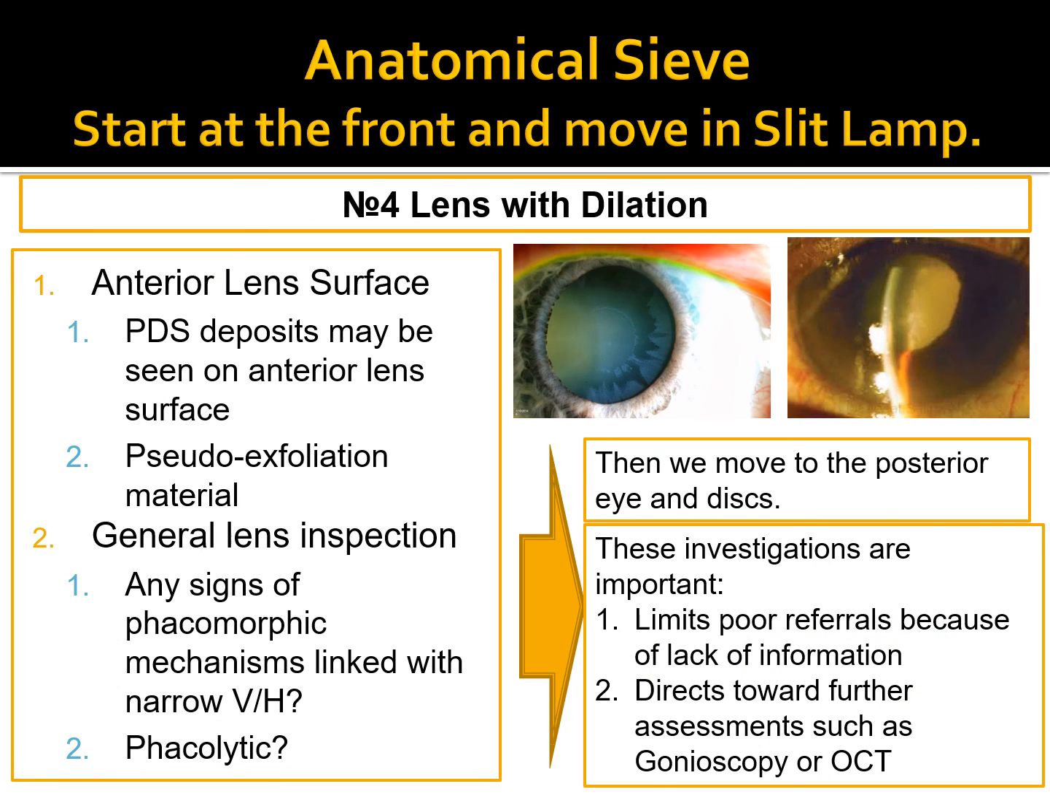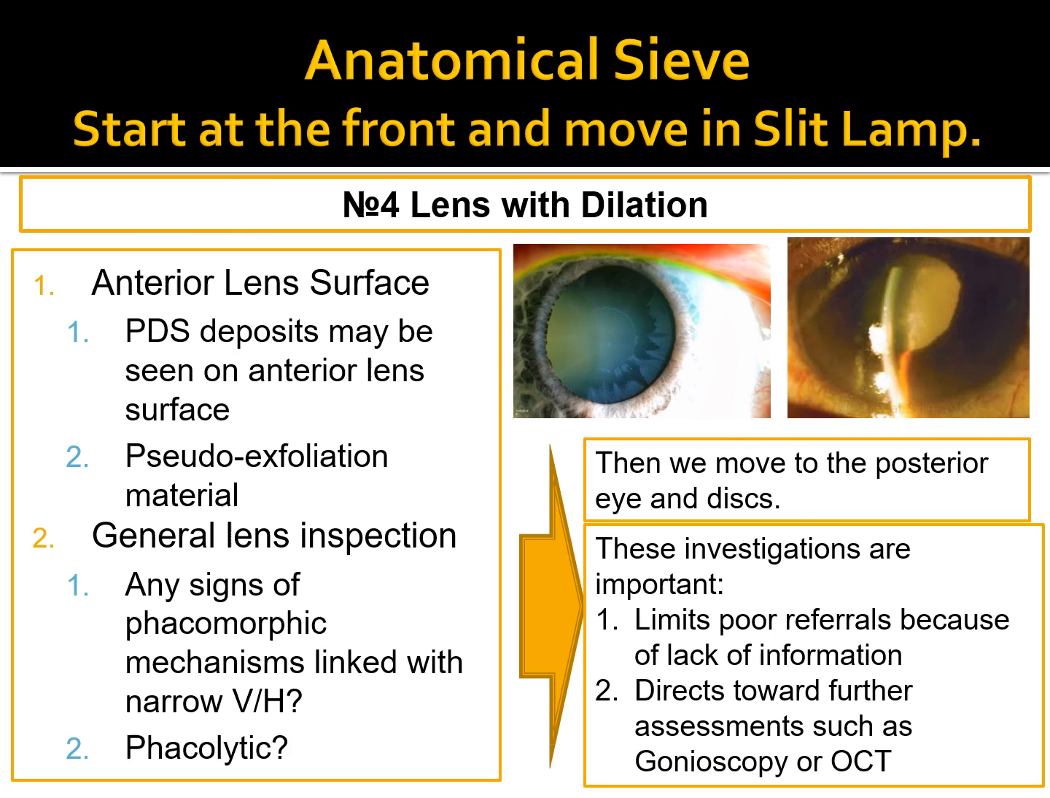Then we move a little bit deeper again with dilation. You look at the anterior lens surface. PDS can show some deposits on the anterior lens, but it's primarily for pseudo-exfoliation, which I would argue you cannot see if you do not dilate the pupil. And then there's just general lens inspection, any signs of phacomorphic mechanisms linked with narrow Van Herrick's, and okay, phacolytic stuff, which is unlikely anyway.